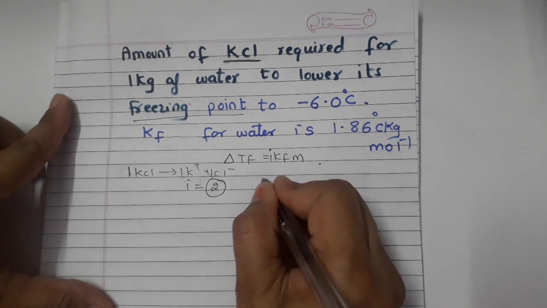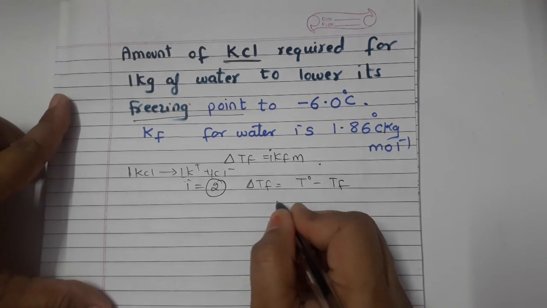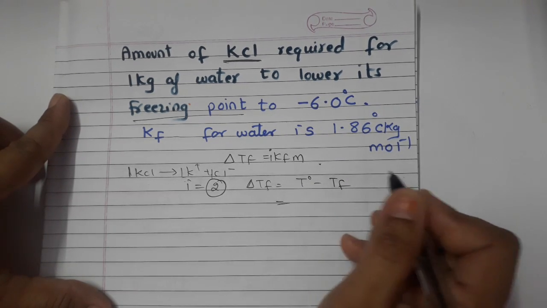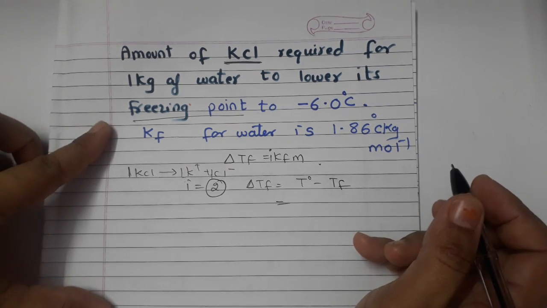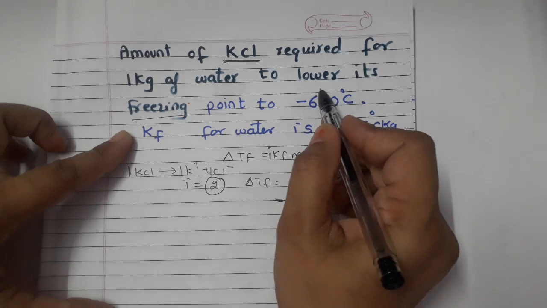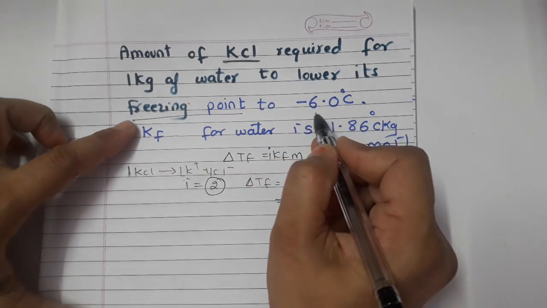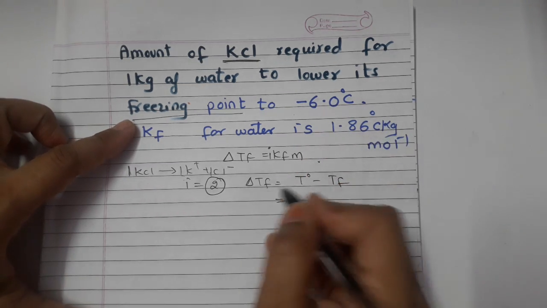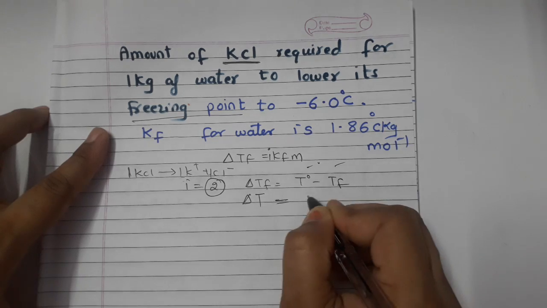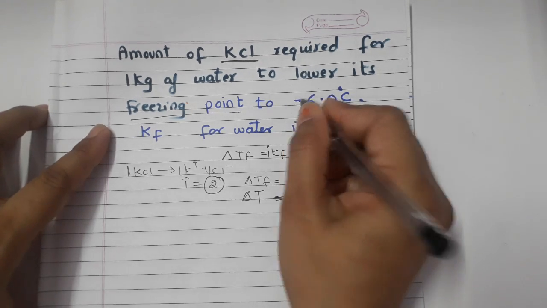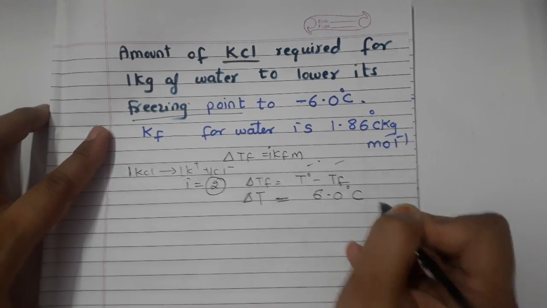Okay students, now delta TF is what? Delta TF is T0 minus TF. Now what is the freezing point of water, that is of the solvent? We all know it is 0 degree. Now in this case it is already given to lower its freezing point to minus 6.0 degree. So in this case we don't require to solve, directly they have given it reduces to. So I will not write the minus sign because they have already written reduces to. So it is 6.0 degree centigrade.